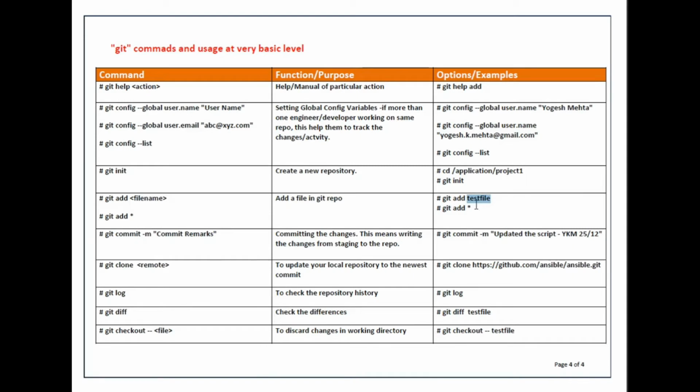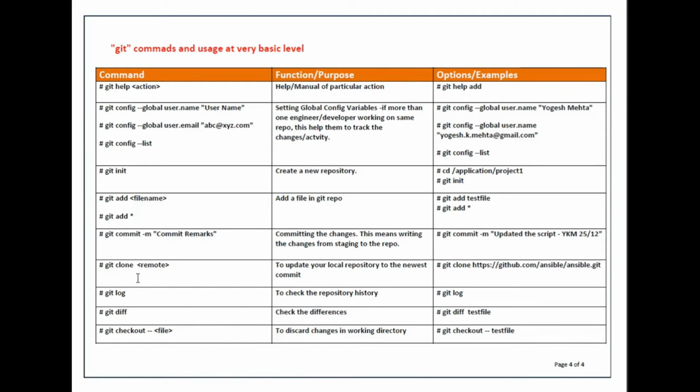Now once you add this file, it goes to the staging or index area. That's not actually written to the repository. To write it, you have to commit, and the command is git commit -m. -m is for message. You can add your message or commit remark. So here, let's say the test file is a script, you have added a comment that you have updated the script, and you can put your initial and date, that's up to you.